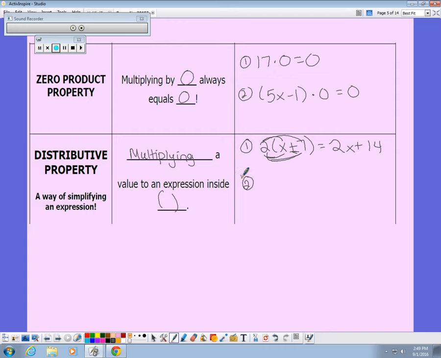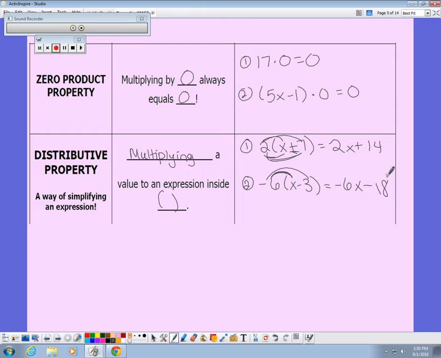Another example, negative 6 times x minus 3. I multiply the negative 6 times the first thing, so negative 6 times x is negative 6x. And negative 6 times negative 3 is going to be, or minus, negative 6 times 3 is 18. So negative 6x minus 18.